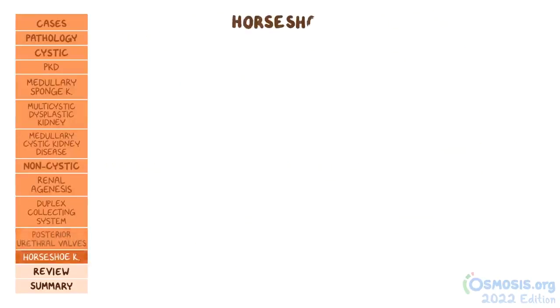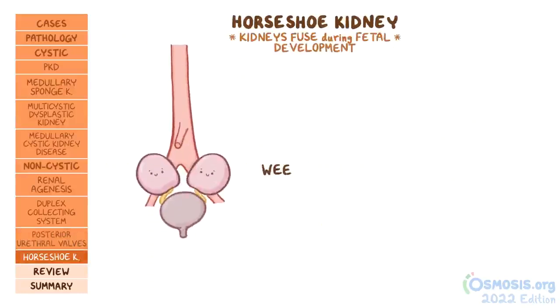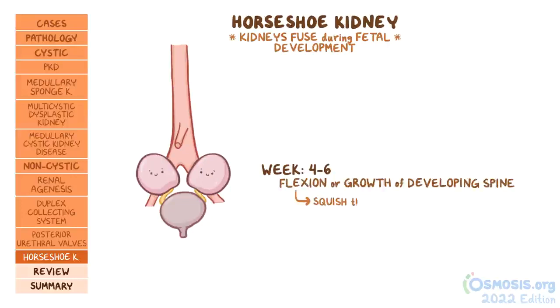Finally, we have horseshoe kidney, where the two kidneys fuse together during fetal development. Between the 4th to 6th week, the kidneys are pretty close together, and it's thought that some flexion or growth of the developing spine and pelvic organs essentially squish them together. This allows the inferior poles of the kidneys to touch and fuse, forming what's called a fibrous isthmus.